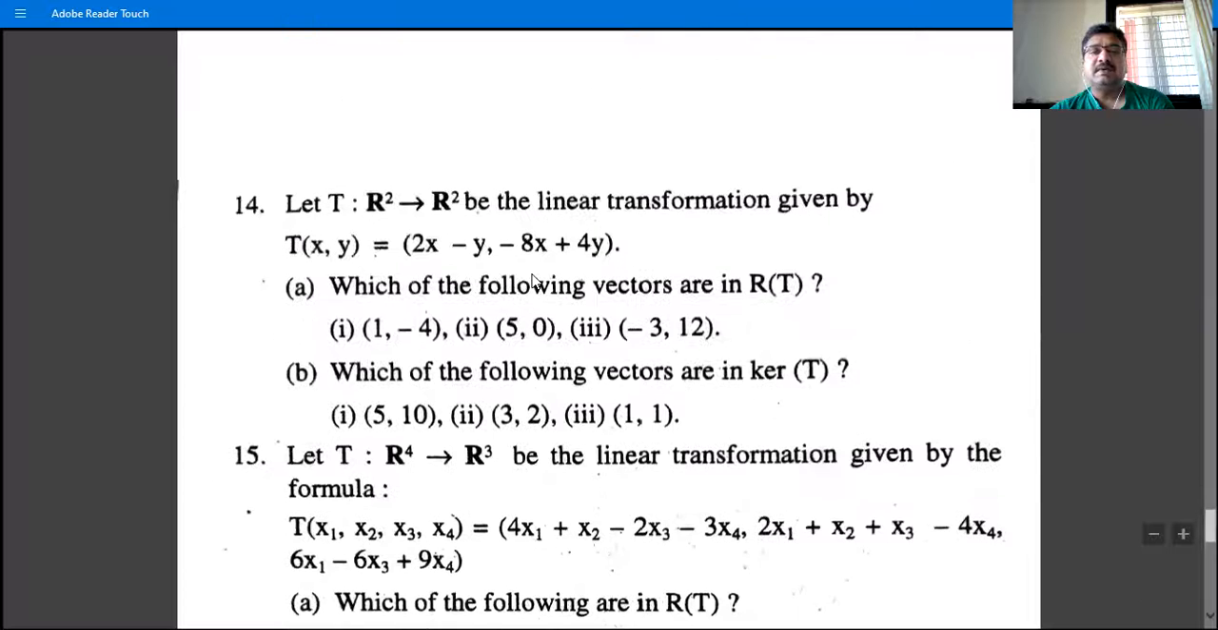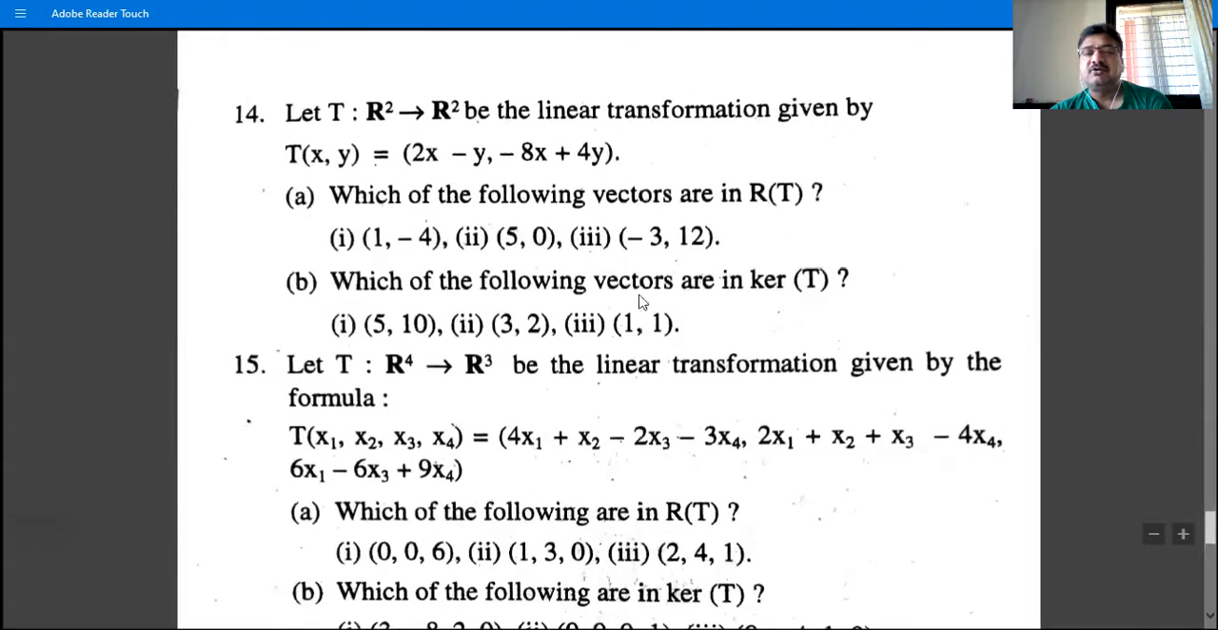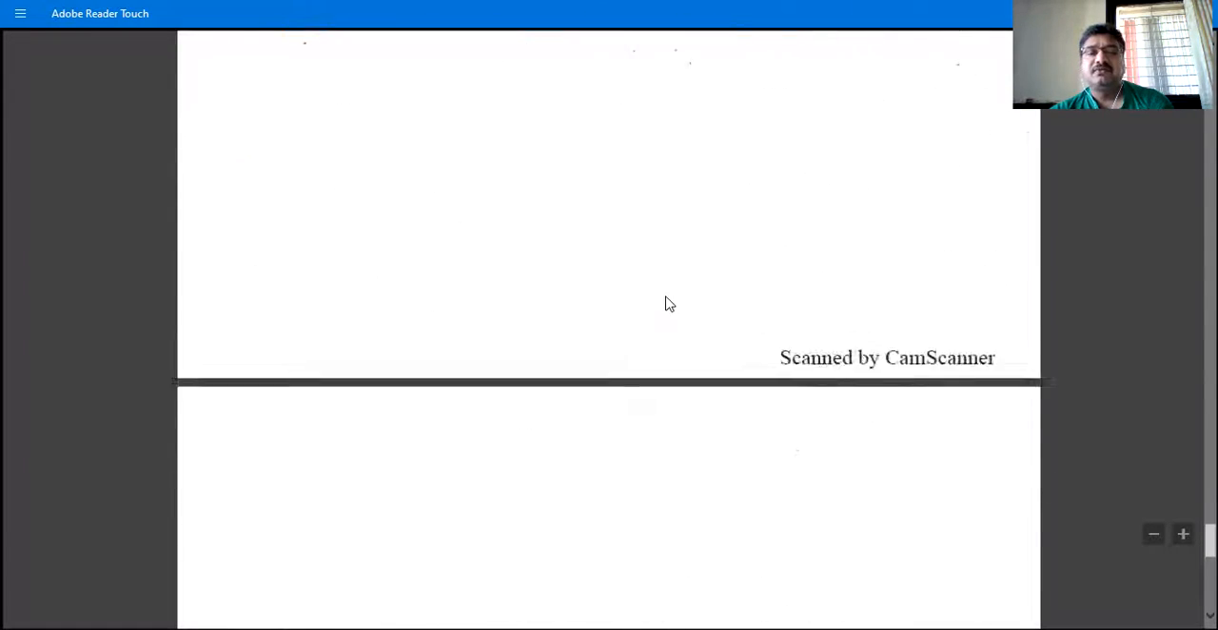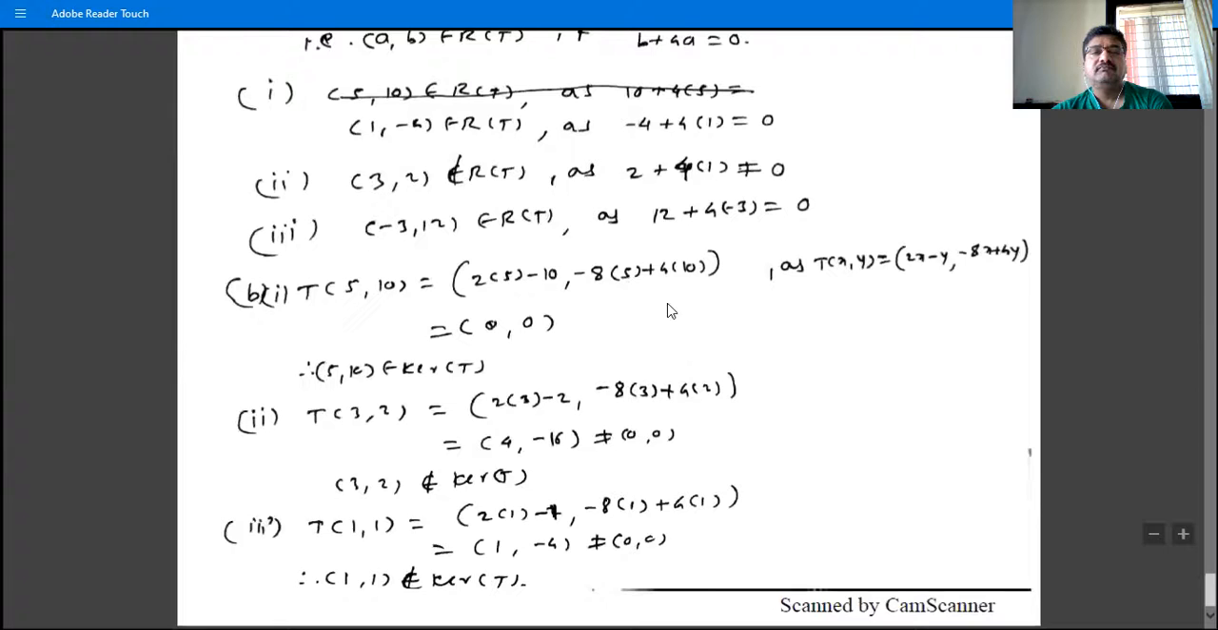Similarly, the next example is: which of the following vectors are in the kernel of T? So find T of 5, 10. By using this formula, 2x minus y, that is 2 into 5 minus 10, and minus 8x plus 4y, substituting x and y as 5 and 10, we have 0, 0. And so 5, 10 belongs to the kernel of T because its image is 0. T of 3, 2, by using this formula, substituting x as 3 and y as 2, we have the answer 4, minus 16, which is not equal to 0, 0.